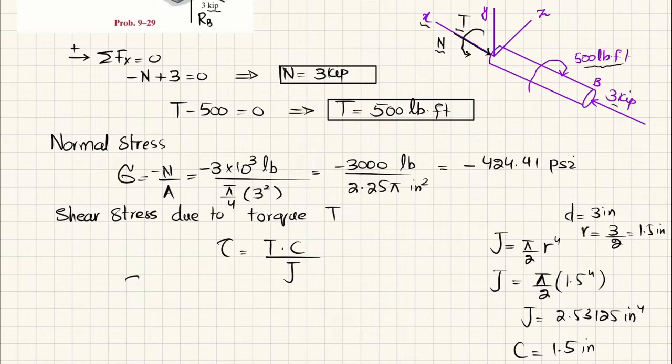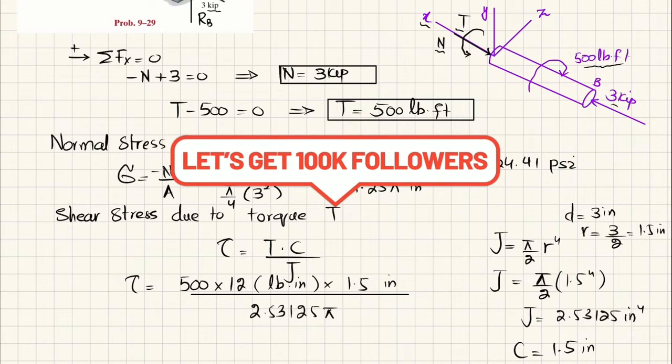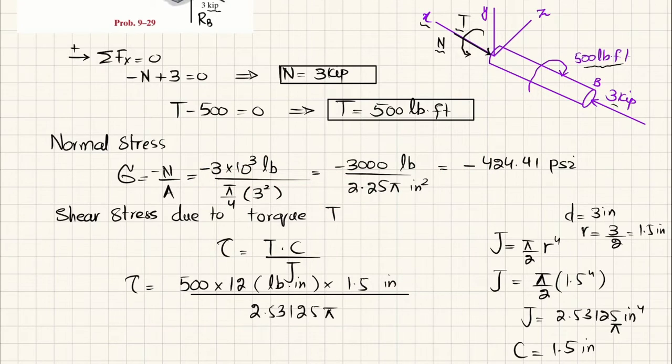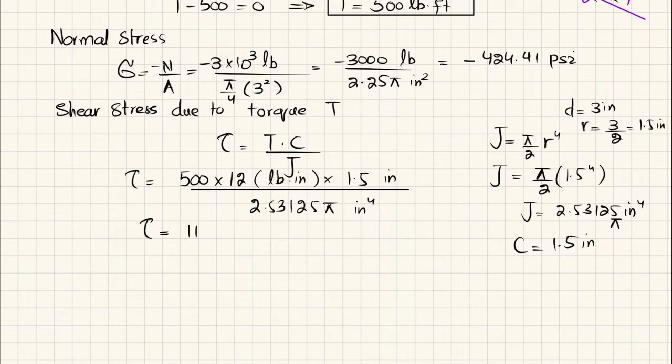Now you just put the values, so the shear stress is equal to torque, which is 500 pounds into feet. We will convert it into inch, 1 feet is 12 inch. So torque will be in pound into inch, and c will be 1.5 inch divided by J, which is 2.53125 pi. Clear? There is a pi as well over here, and this unit will be inch power 4. When you calculate it, the shear stress comes out to be 1131.77 psi.